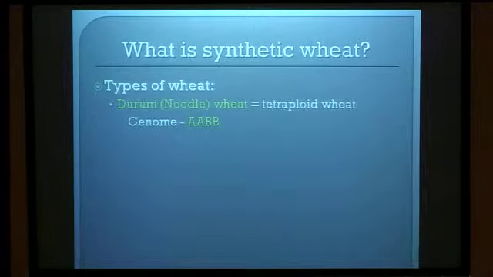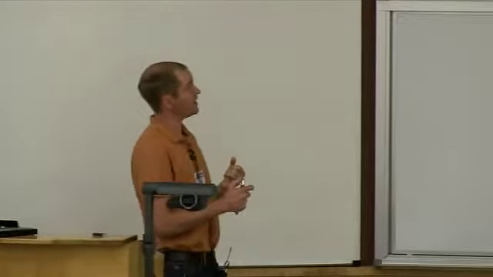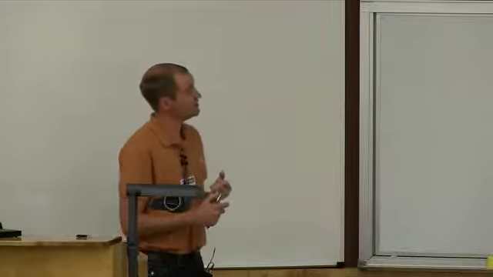So let's first start out with what exactly synthetic wheat is. There are several different types of wheat that are grown throughout the world. The first major type is durum wheat, which is a tetraploid. So that means it has two genomes, the A and the B. Bread wheat, which is common here in Colorado, and I hope you can see those colors, is a hexaploid, meaning that it has three genomes, the A, B, and D.